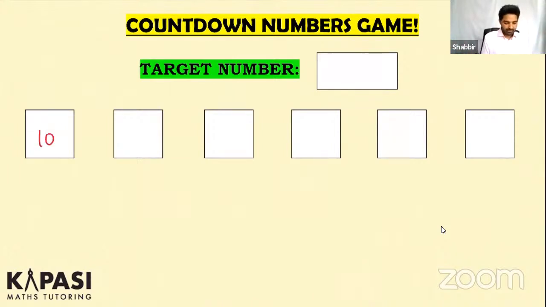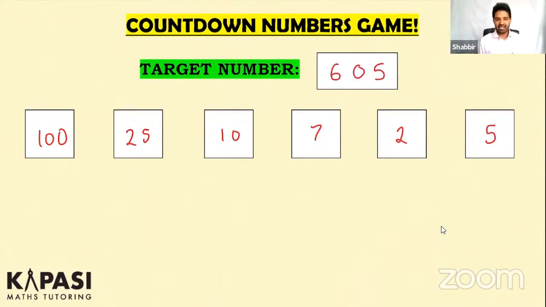So here are the numbers for today: 100, 25, 10, 7, 2, and 5. And the target number is 605. You've got 3 minutes. Your time starts now.